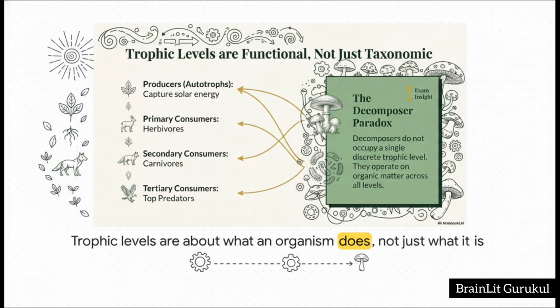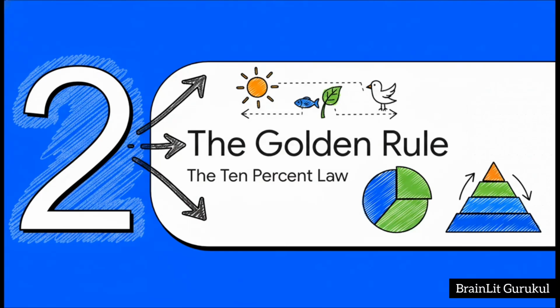And that brings us to a really important way of looking at this. It's all about function. A trophic level isn't just a species name, it's about the job an organism does in this energy flow assembly line. This also brings up the decomposer paradox, which, by the way, is a classic exam question. Where do things like fungi and bacteria fit in? Well, everywhere. They break down dead stuff from all the levels, so you can't just stick them in one neat little box.